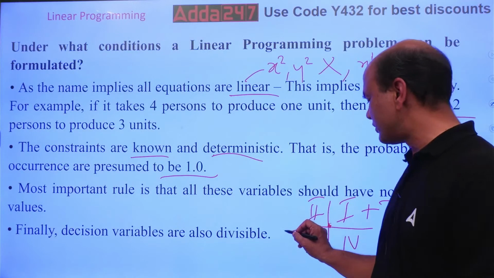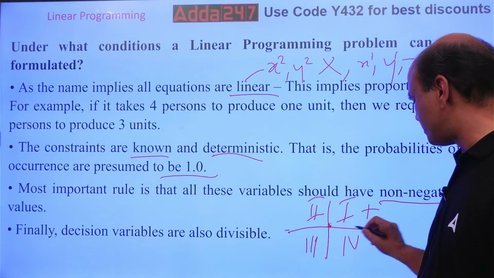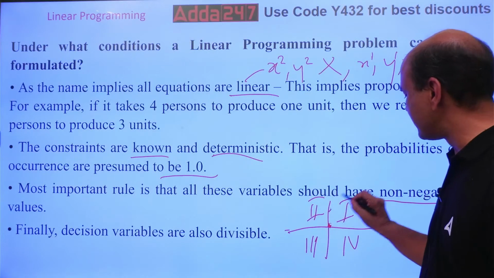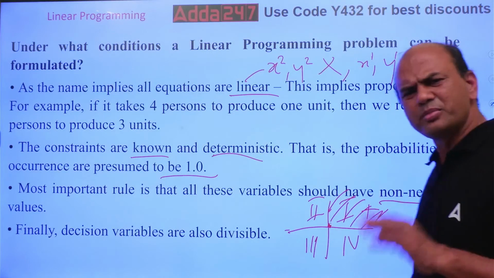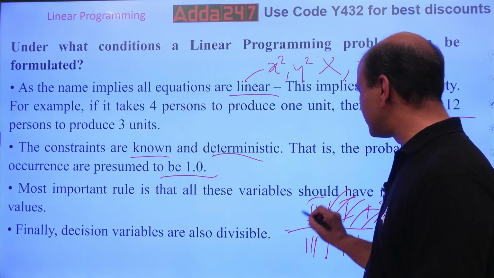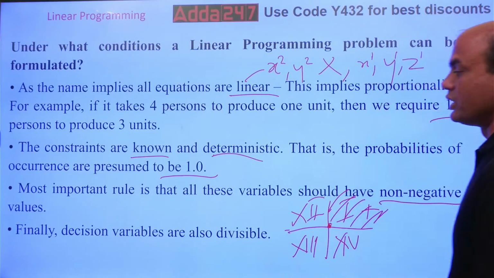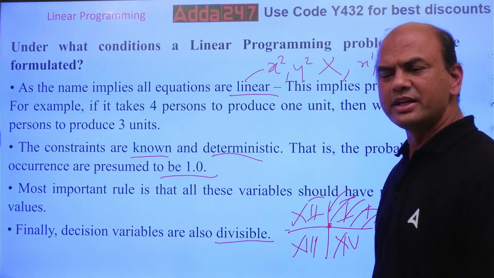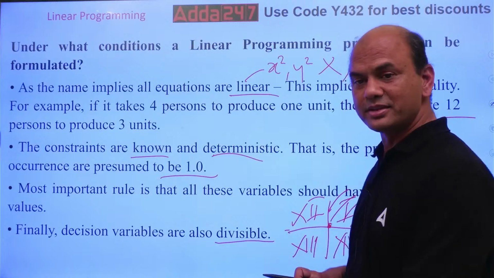Here x is negative and y is positive. Here x is negative, y is negative. Here x is positive and y is negative. So LPP is compulsorily in this area. Both are positive. Non-negative means not only positive, it can be 0 also. It can be over here also, origin. But it can't be in this area, it can't be in this area, it can't be in this area. That's what is the meaning. Non-negative. The decision variables are also divisible. So divisible means what? They are real numbers. That's what is meaning. Real numbers means divisible. Okay?